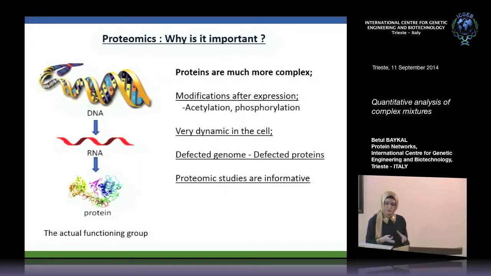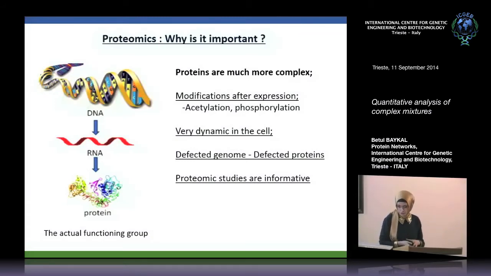Proteins are much more complex structures because each protein can be chemically modified after synthesis, like acetylation, phosphorylation, and so on. And they are very dynamic in the cell, in the sense that from the same genome, different proteins will be expressed depending on the cell type, developmental stage, or any other environmental conditions.